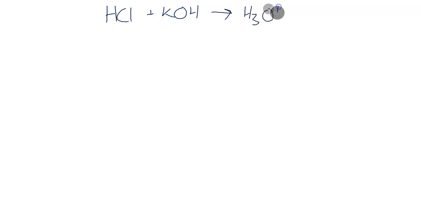H3O plus and KCl. Okay, so after we add 5 milliliters of KOH, remember all of these balanced chemical reactions are showing us mole to mole ratios. So when in doubt, convert to moles. If you have 5 mils of a KOH solution, it's not just pure potassium hydroxide, it's a diluted solution.